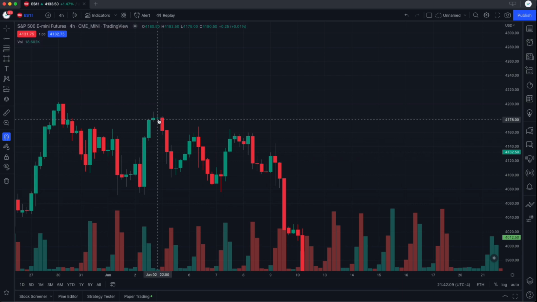But I will mark this one. This is a very tight zone, as you can tell. That is a strong basing candle. There was no indecision here. And we have 1, 2, 3 strong follow through candles. So I will map this supply zone.